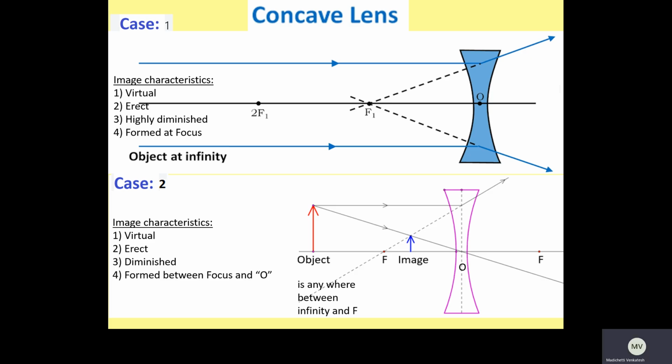And in the second case, the object can be placed anywhere, but the result will be the same, anywhere between infinity and O. And here we can see the first rule is followed where the light ray after refraction is deviated, and the second ray is passing through the optical center, and therefore the image is formed between F and O. So this image is diminished, and the characteristics are virtual, erect, diminished, and formed between F and O. So when the object is placed anywhere between F and infinity, the same result is obtained.